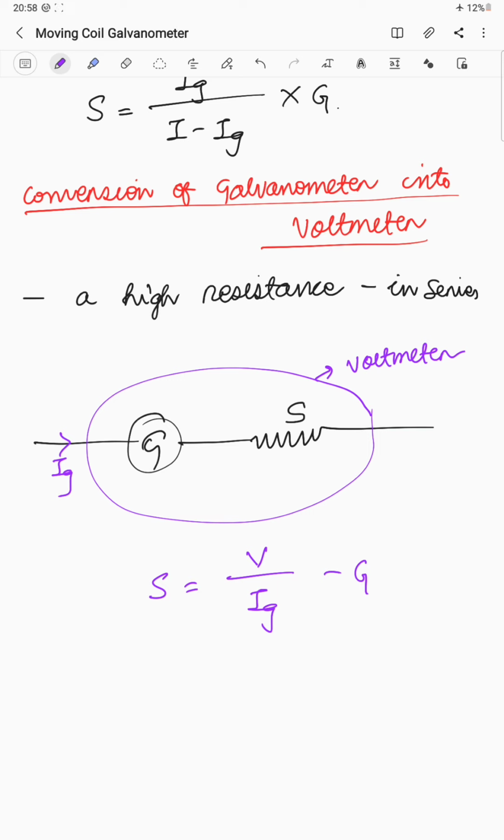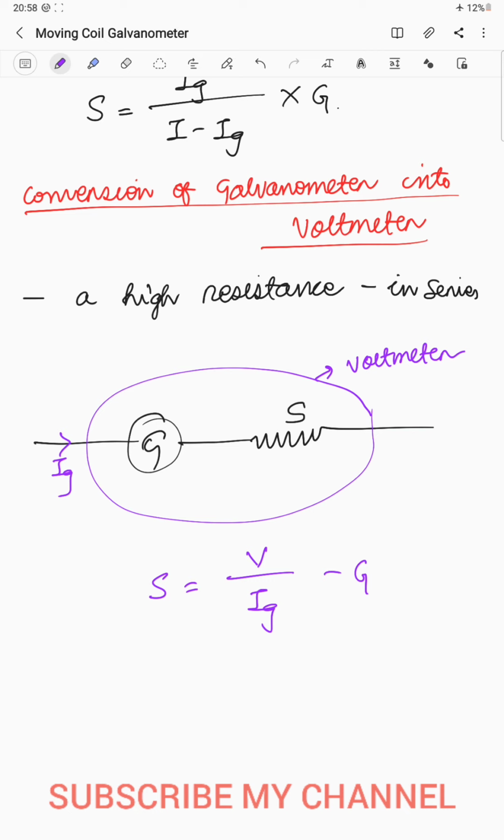So this is all about the basic theories which are required for this particular chapter, moving charges and magnetism.